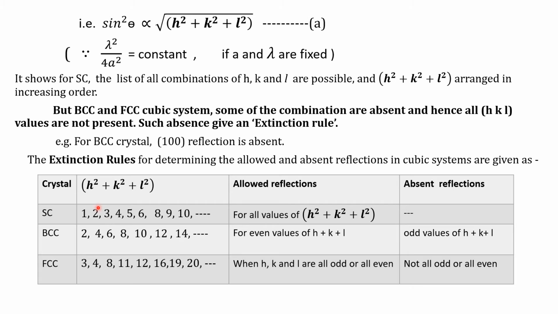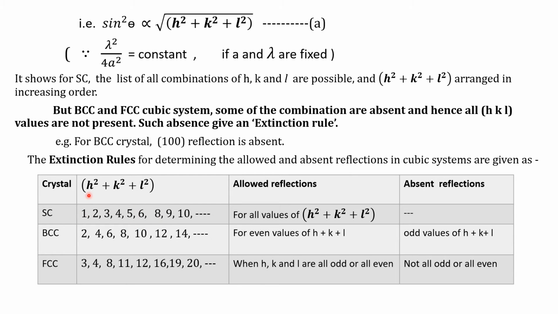Similarly, 3: how do we get 1 square plus 1 square plus 1 square, 3. How do we get 4? That is 2 square plus 0 square plus 0 square, 4. Similarly, 2 square plus 1 square plus 0 square, we get 5. For 6, 2 square plus 1 square plus 1 square, that we will get 6. 7 is absent since that does not give the increasing order.